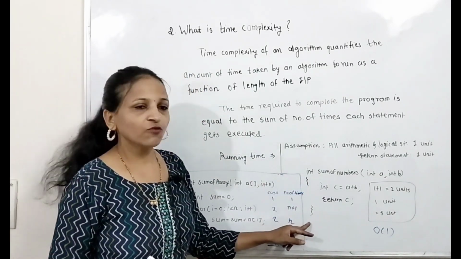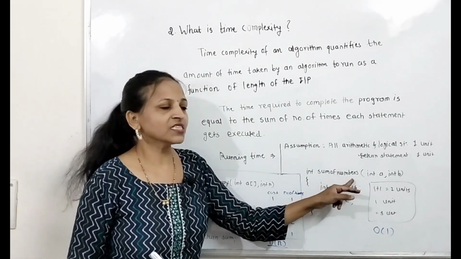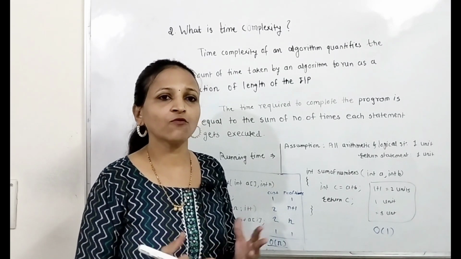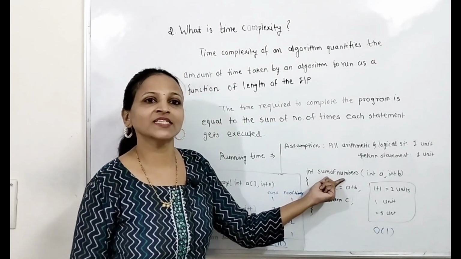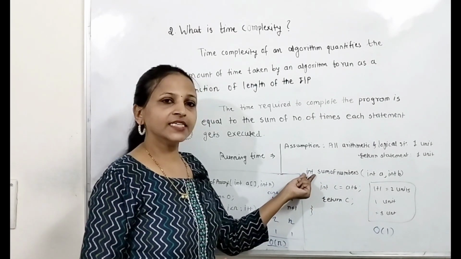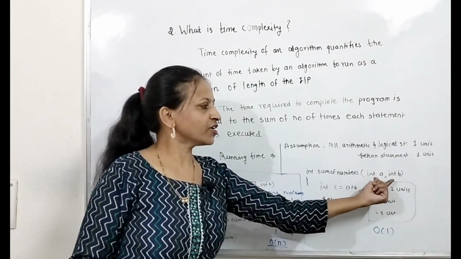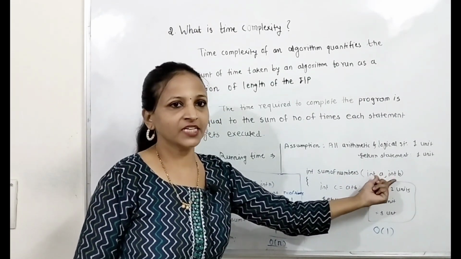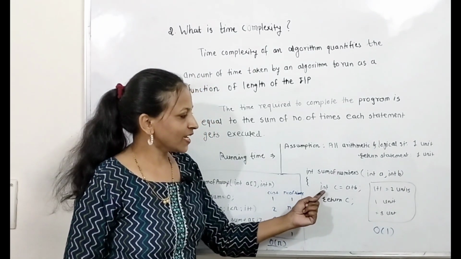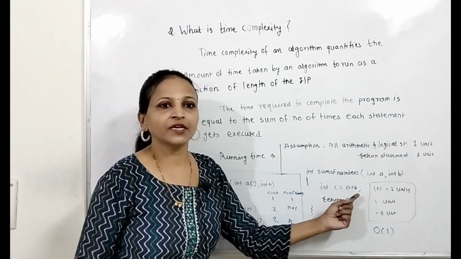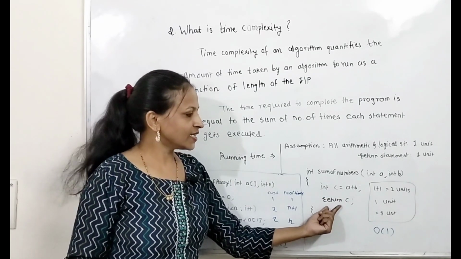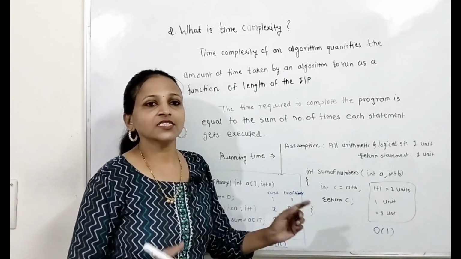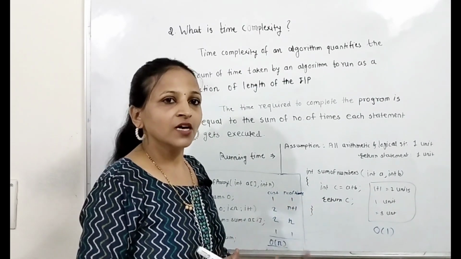For example, see here one function I have written, that is sum of numbers. Simply, two numbers I want to add. Then how do we write the function? The function name is sum of numbers. It is returning one integer value and taking two arguments, a and b, of type integer. Now here I have computed integer c equals a plus b. Means we are just adding a plus b and storing it inside c, and then return c. These are just simple statements in this function.